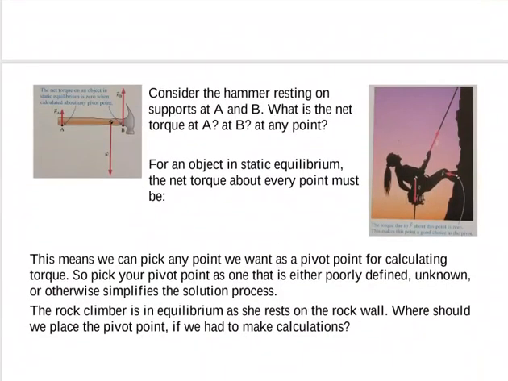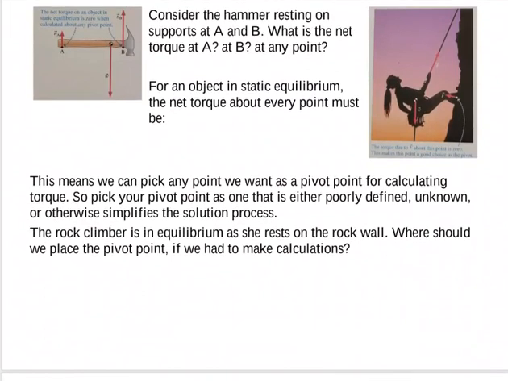All right, good job. Now, this one on the left side, consider the hammer resting on the supports A and B. What is the net torque at A and the net torque at B? What about at any point? So it's resting on the supports. We have the center of mass indicated here by our symbol, we have the weight vector showing us down, and then we have a normal at A and a normal at B. What do you think? I think it's 0.